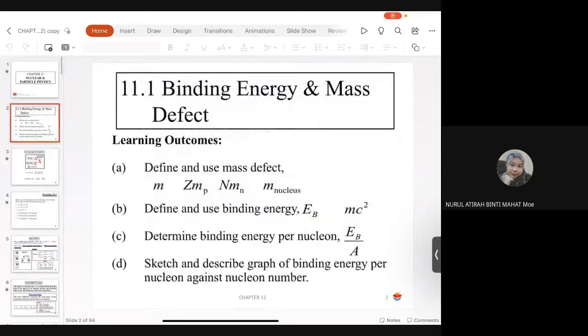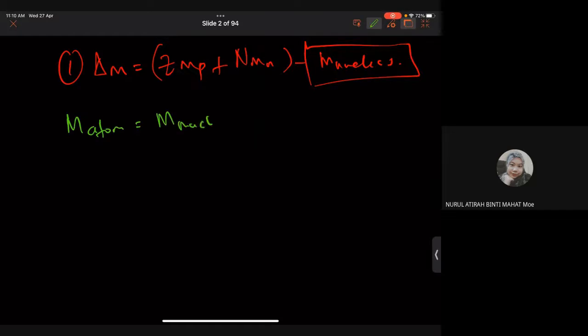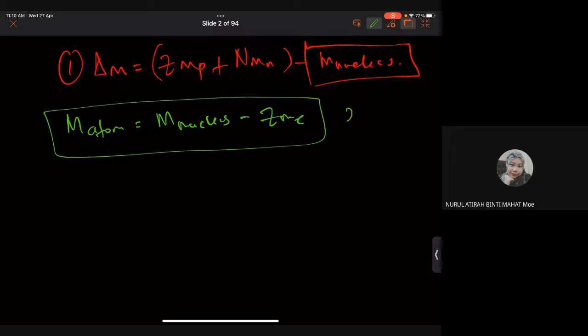Okay, pertama sekali you belajar pasal binding energy. So pertama sekali you belajar mass defect. So ingat lagi tak, mass defect Z M_p tambah (A-Z) M_n minus M nucleus. Okay, kena be careful dekat M nucleus, di mana kalau dia bagi mass atom, so you kena tolak lah M nucleus tolak Z M_e. Yang ini contoh dia ada dekat PSPM 2019. Boleh tengok. Saya rasa saya dah go through kot PSPM 2019.